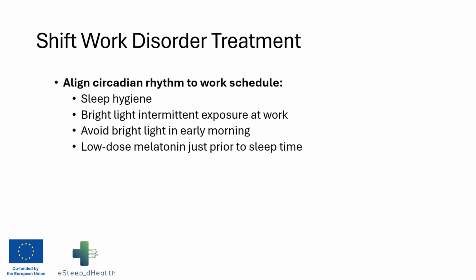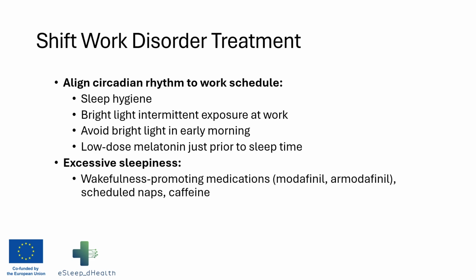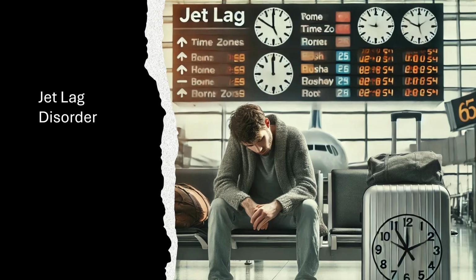The treatment is typically to align the circadian rhythm to the work schedule using sleep hygiene techniques, maybe bright light, intermittent exposure at work, and to avoid bright light in the early morning, for example. If they've come home from work early in the morning and they need to sleep, they should avoid bright light, and maybe low-dose melatonin just prior to their sleep time. To address excessive sleepiness, they may be prescribed wakefulness-promoting medications, and scheduled naps and caffeine. And for those with insomnia symptoms, they may be prescribed melatonin before bed and hypnotics.